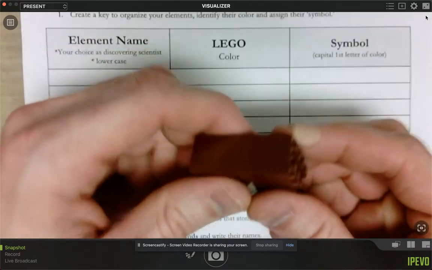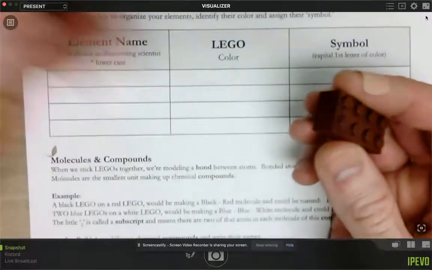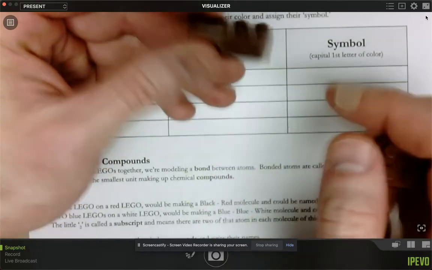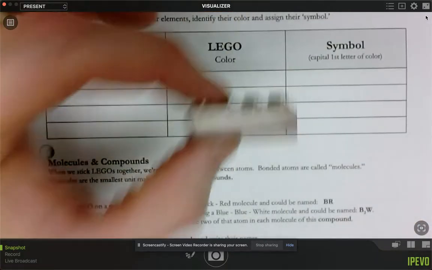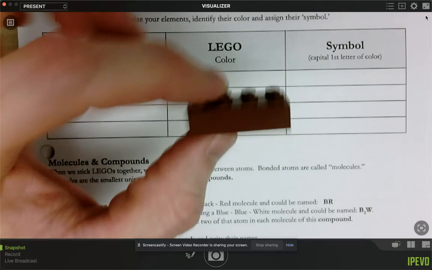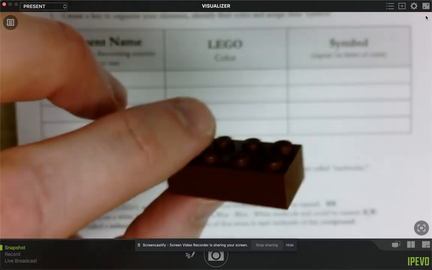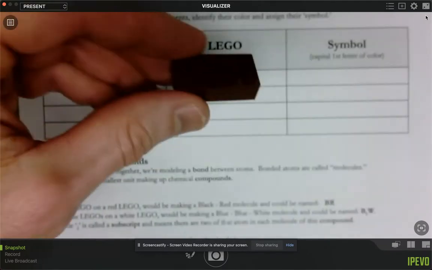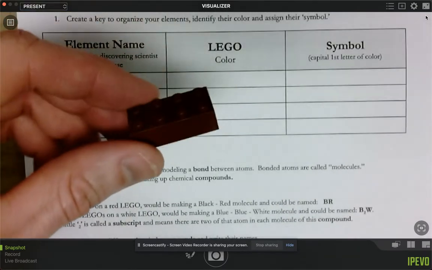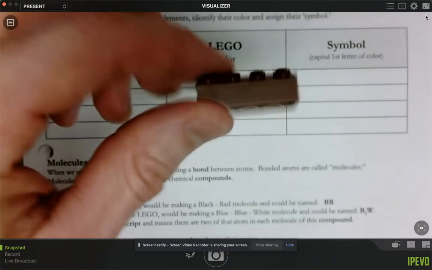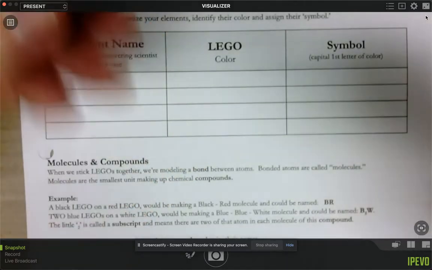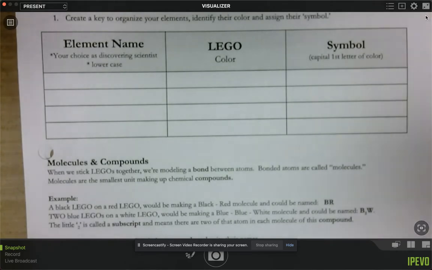You'll be using Lego pieces like this. And I don't want you to worry about how many circles are on the Lego. Just think of one Lego piece as one atom or one element. We can use the words atom and element kind of interchangeably. So if I say this is one atom of carbon or one element of carbon, that's what I mean. This is it right here. And so when we stick them together, we're modeling a bond between atoms. Bonded atoms are called molecules.